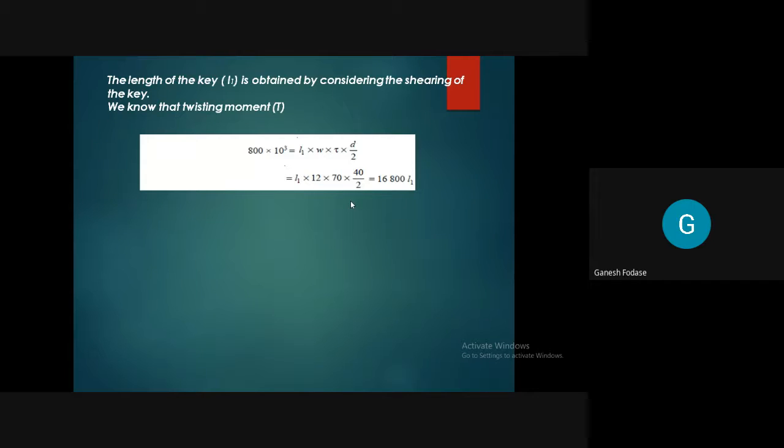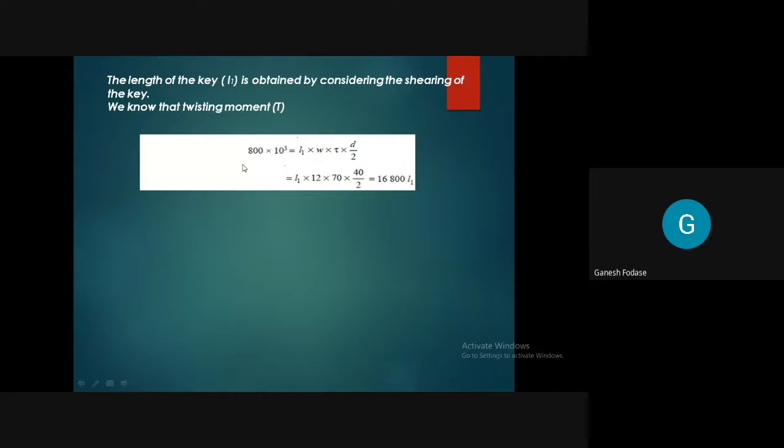Anyone? Simple, very simple. Shearing failure of the key. You know, twisting moment happens and then, logical answer, anyone? So the length of the key L1 is obtained by considering the shearing of the key. But see what the formula is. What is the formula in that case?